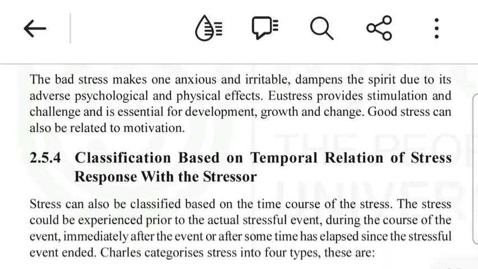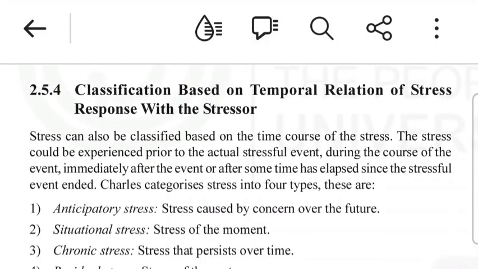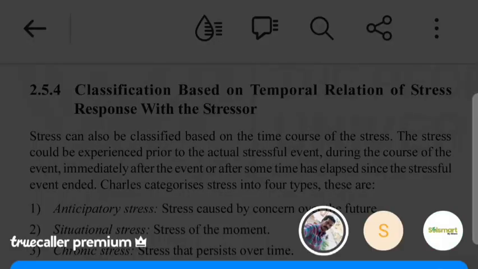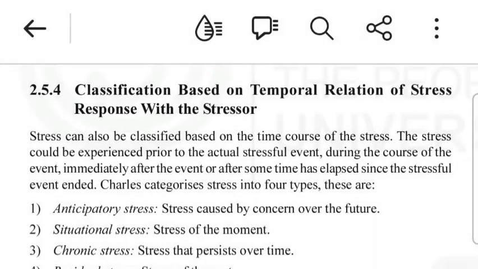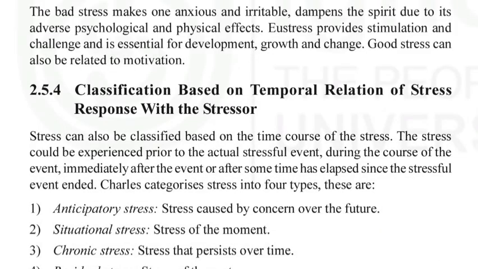2.5.4 Classification based on the temporal relation of the stress response with the stressor. Stress can also be classified based on the time course of the stress. Stress may be experienced prior to the actual stressful event, during the event, immediately after the event, or after some time has elapsed since the event ended.